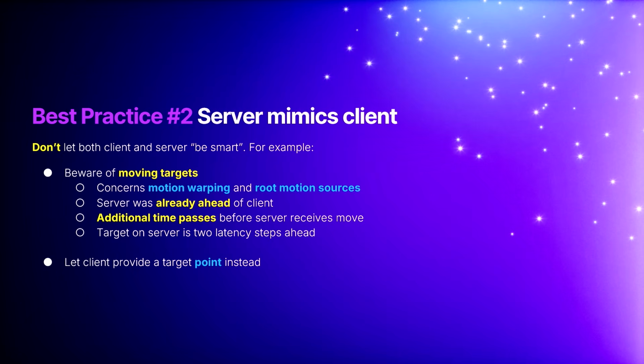What you want to be careful with is having both the server and client be smart. And a prime example for this is if you are working with moving replicated targets. So this concerns motion warping as well as root motion sources, which both provide ways to, for example, home towards a moving target. Now, the reason this is quite risky is because if an NPC is server controlled, the client will already be a little bit behind for that NPC's location. And by the time the client's move arrives on the server, that NPC will have moved even a bit further. So the client is actually 2 steps behind by the time that move arrives.